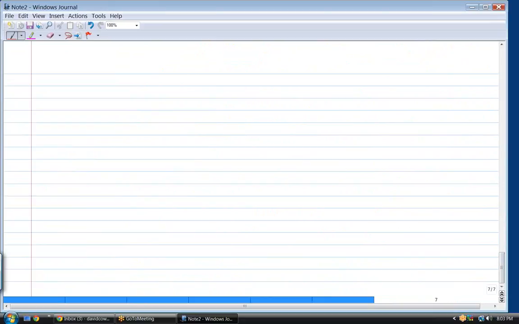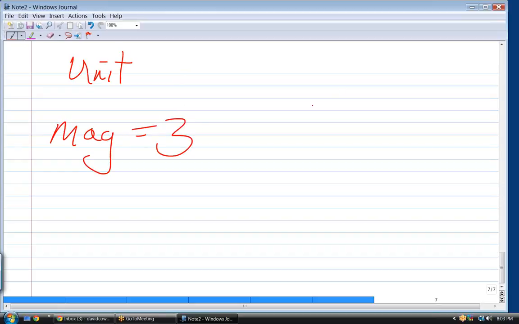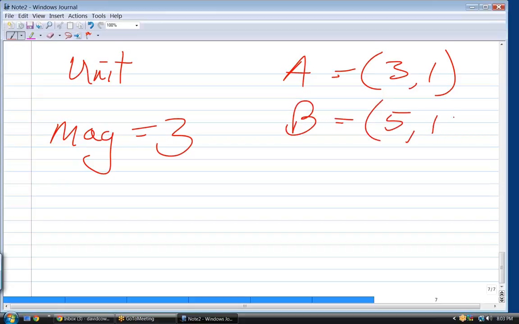It says find a unit vector in the direction of AB, and a vector of magnitude 3 in the opposite direction. And A is (3, 1), and B is (5, 1). They want the unit vector? Yeah. Find a unit vector in the direction of AB and a vector of magnitude 3 in the opposite direction.